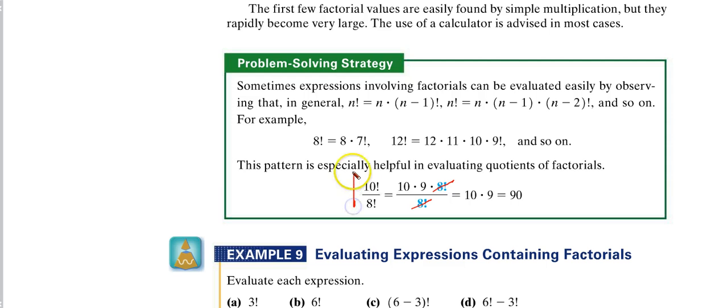Now if you put this into your calculator, if you can, that would work. Or this is a strategy for seeing a shortcut, in a sense, that you wouldn't even need your calculator.